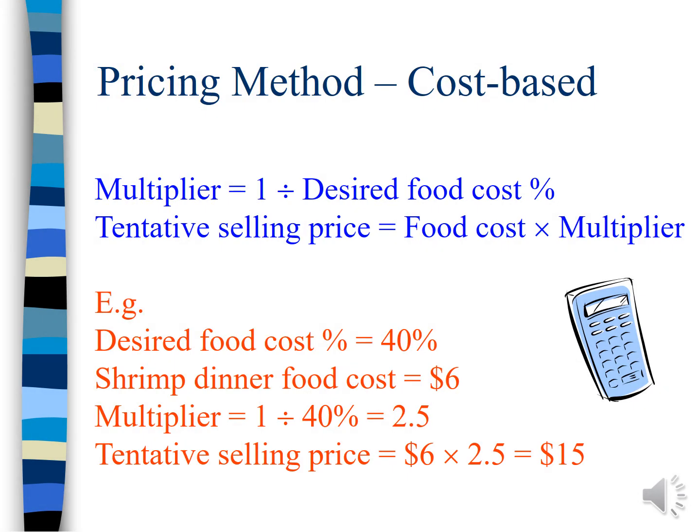As we can see here, another example: desired food cost is 40%. The shrimp dinner food cost is $6. So the multiplier is 1 divided by 40%, which gives you 2.5. The tentative selling price would be calculated by taking $6 times 2.5 to get a selling price of $15.